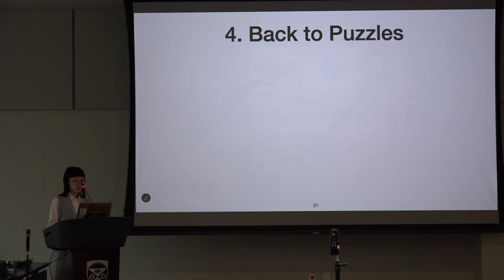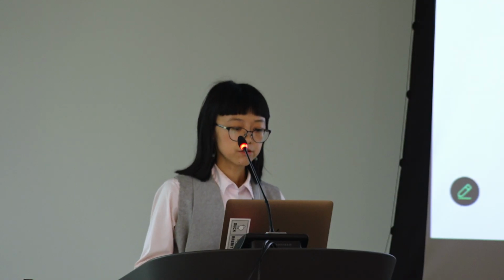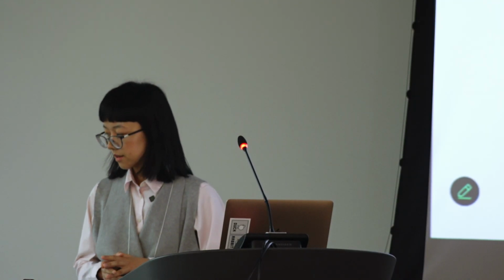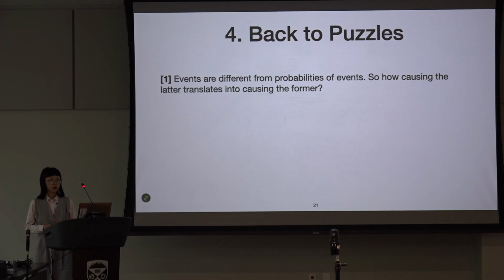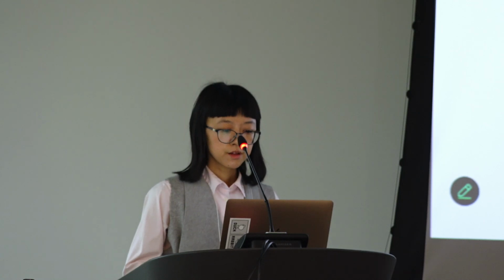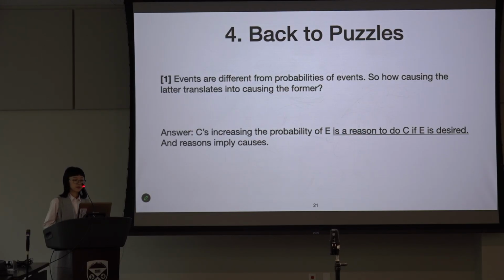Okay. So back to the puzzles. The first one: events are different from probabilities of events, so how can causing the latter translate into causing the former? The answer is that increasing the probability of E is a reason to do C if E is desired by us, and reasons imply causes.